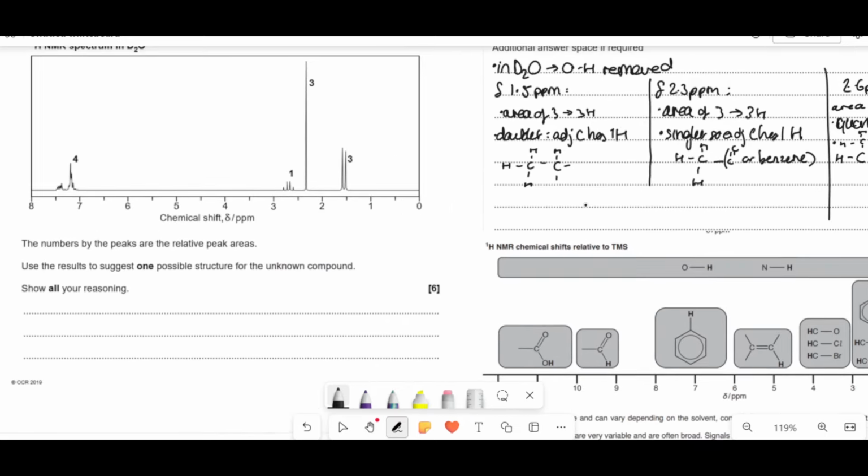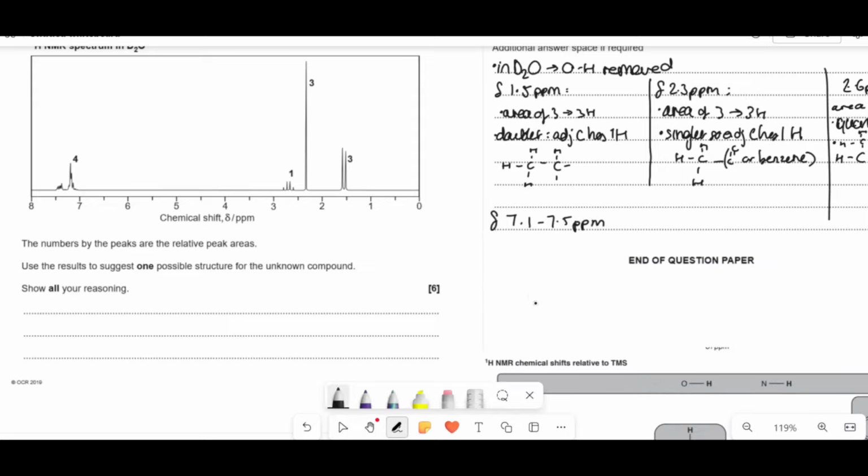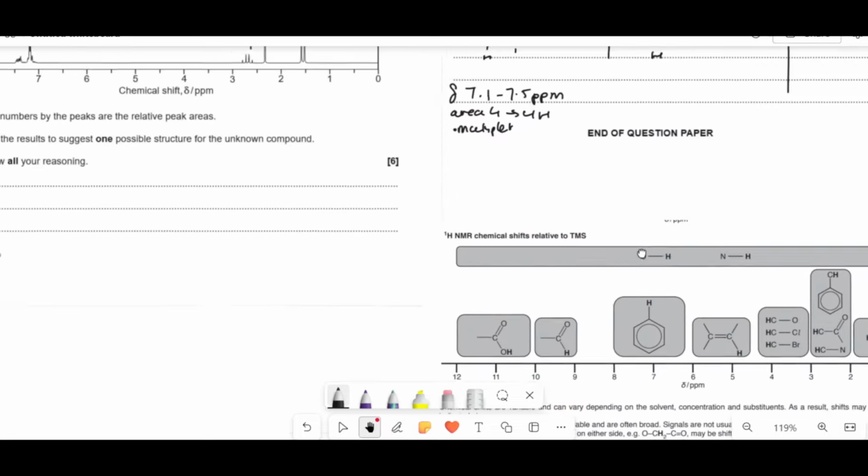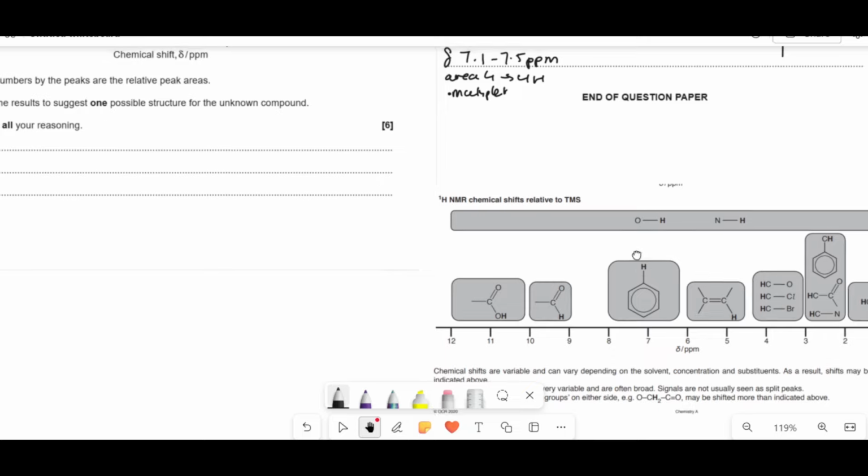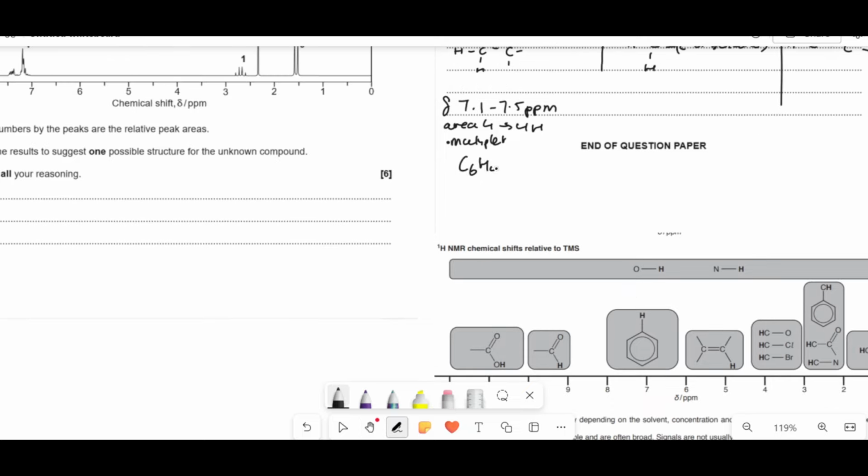Fine. Now we can move on to the next one, which is at 7 point something. So there's a peak at 7.1 to 7.5 ppm. Now, if I just move down a bit here, we know that it is an area of four, so there's four hydrogens. We know that it's going to be a multiplet, so it's hard to tell what the adjacent number of carbons are on the hydrogens, but whatever, no big deal. If you look at the data sheet, that falls within the benzene range, and it's this hydrogen here that's been picked up. So we've got a benzene here with four hydrogens on it, and two of them have been swapped.